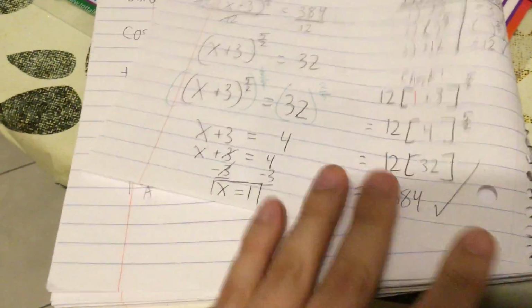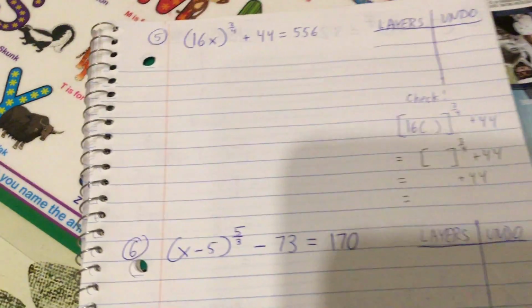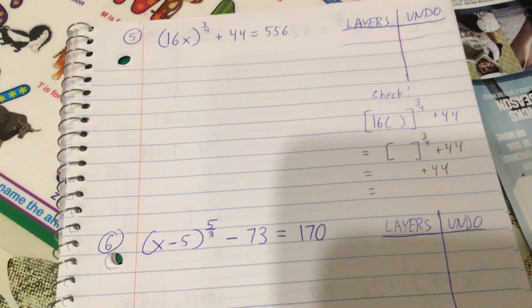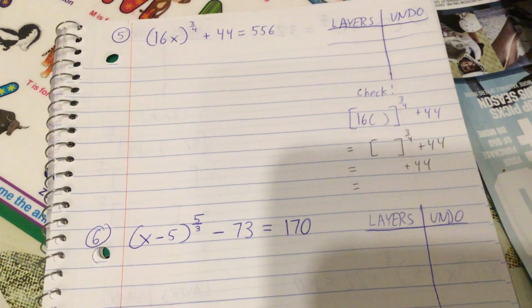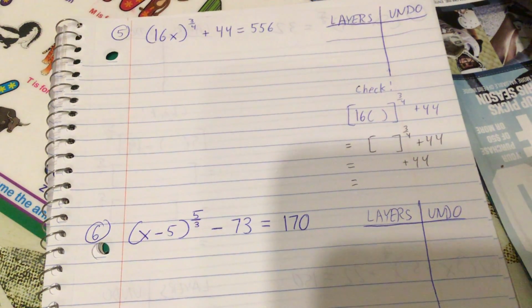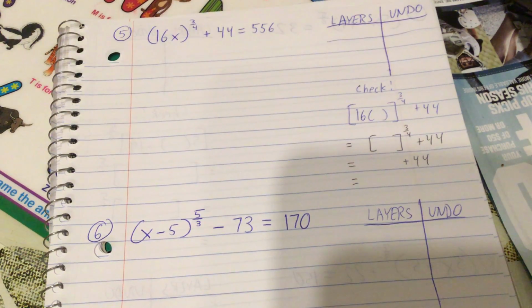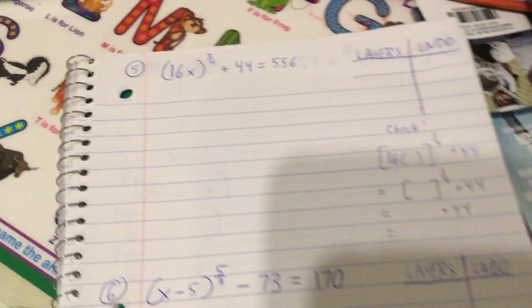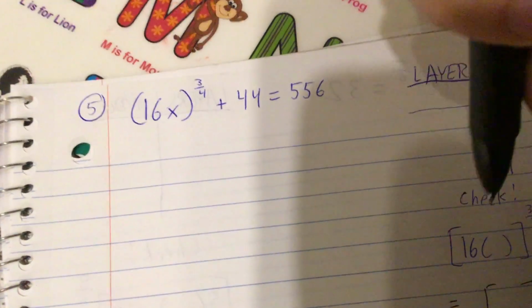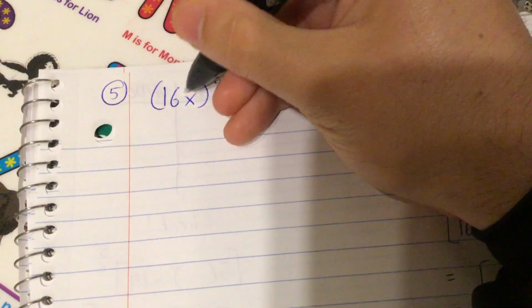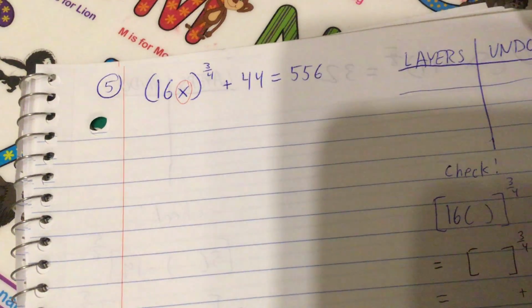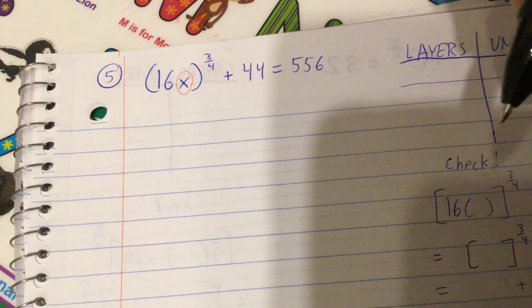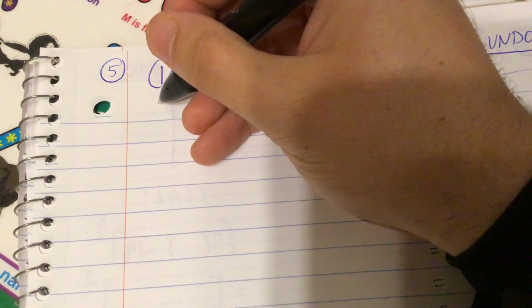Okay. 4 more problems, then we'll call it a day. All right, I'm just giving you guys problems 5 and 6 right now. Okay, so let's take a look at problem number 5. 16x quantity to the 3/4 power plus 44 is equal to 556.